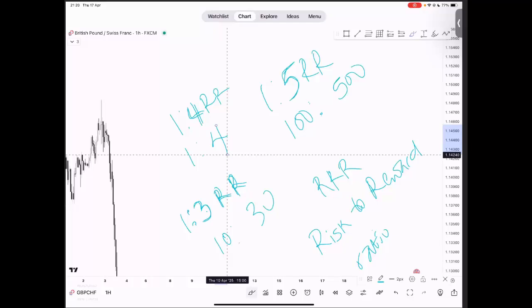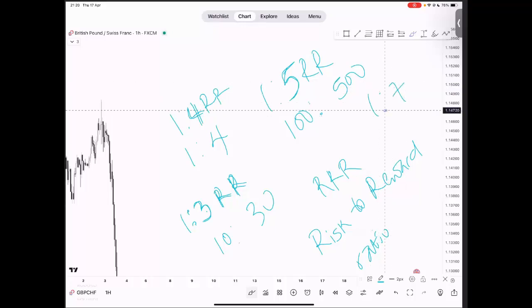And then if you have 1:7 RR, it means that at take profit you're going to be making, let me say you're risking $100 now on a 1:7 RR setup, it means that at stop loss you're losing $100, but at take profit you're making 7 times that $100, which in this case is $700.